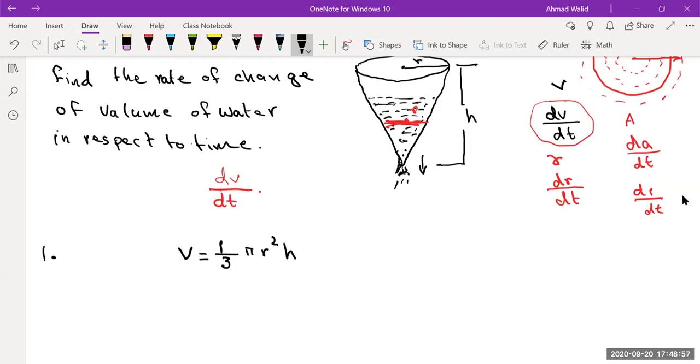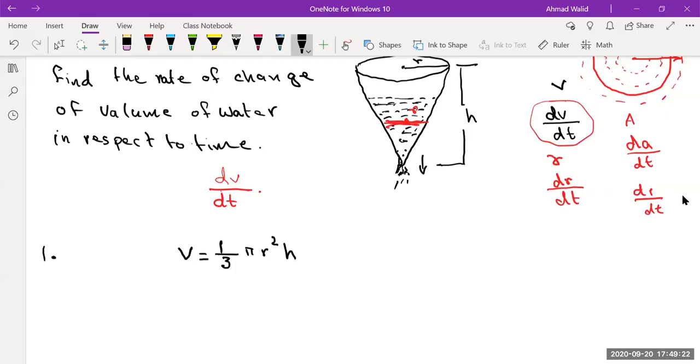A radius is a function of time. Like in 2.7, I discussed with you, velocity was a function of time. Acceleration was a function of time. As time goes on, these functions are changing. That's why we take the derivative in respect to what? In respect to t, or time.